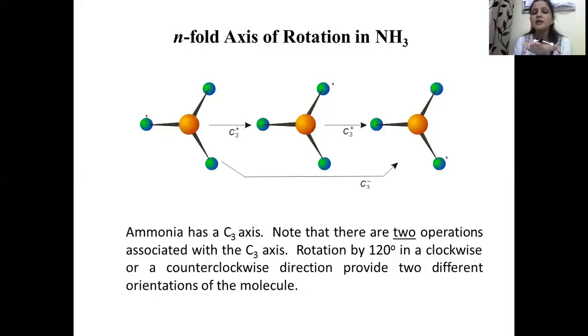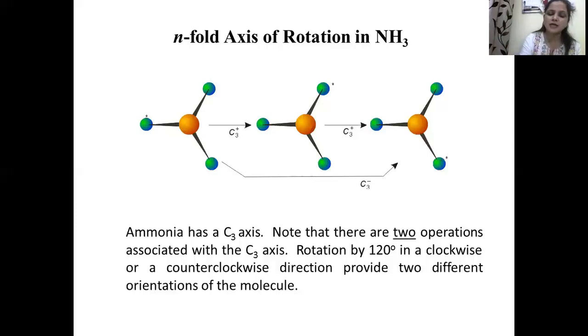Now what can I do? The other possibility with this molecule is that I can rotate it either in the clockwise direction or in the anti-clockwise direction. I have two possibilities, either to rotate this molecule like this or like this. So there are two orientations of the molecule.